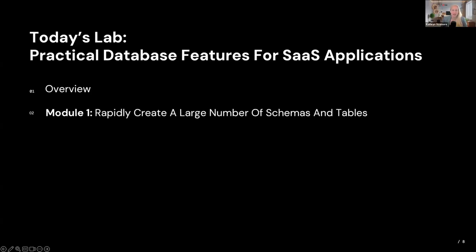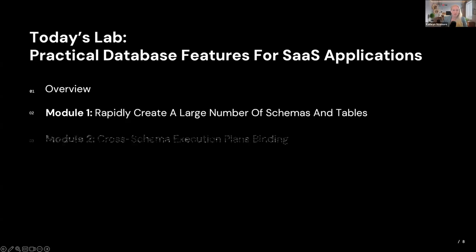All right, so that's kind of the background. Let's jump into what we'll be doing today in this specific lab. So our lab is practical database features for SaaS applications. And as part of that, we'll start with a brief overview of the lab, and then we'll jump into module 1. And module 1 will be simulating what Atlassian was able to perform, right? Rapidly creating a large number of schemas and tables.